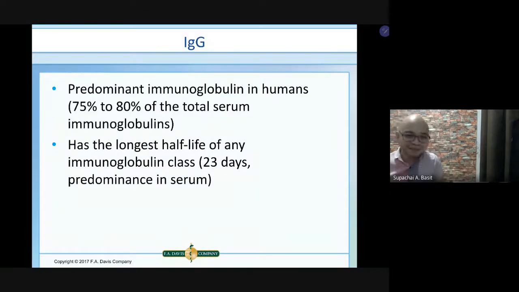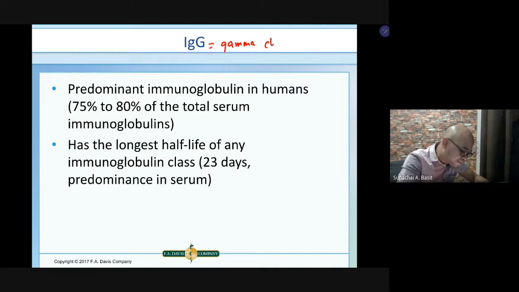Okay, from this point, let us now discuss the individual immunoglobulins. Yes, so the first thing that we will be discussing is the IgG. As you can recall, IgG has gamma chain. So it has gamma chain in the heavy chain, and it is the most predominant immunoglobulin in humans. In fact, 75 to 80% of the total serum globulin is made up of IgG.